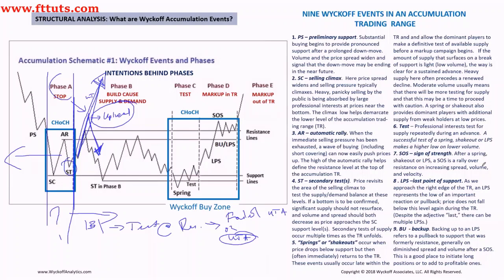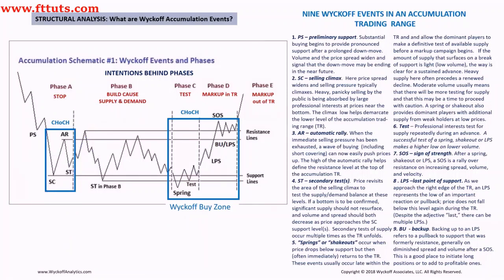Okay, so the main thing in the reaccumulation is phase A. That is similar to phase A in the distribution. But phase B is the only difference that I could see with the sign of weakness that goes below the automatic reaction in the distribution.